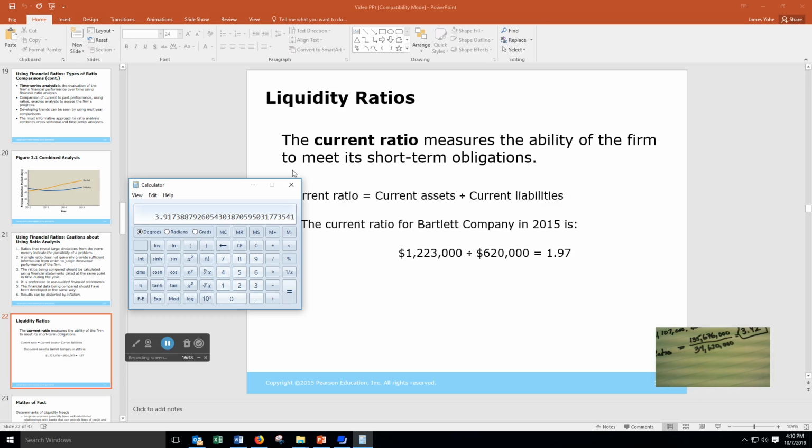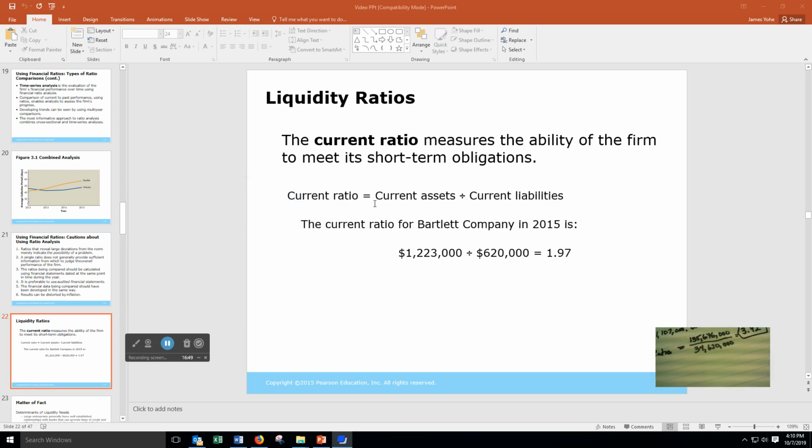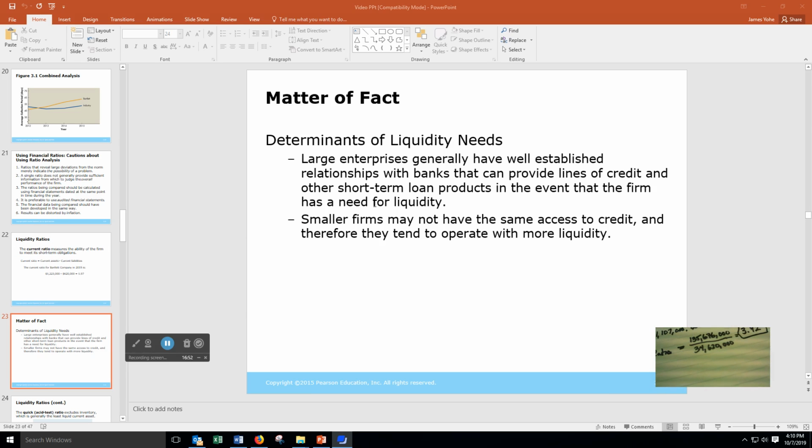Now, the current ratio is something that we use, but something that is probably a little bit better indicator of the firm's short-term ability to be able to pay off its liabilities is something called the acid test or the quick ratio. And as you can see here, large enterprises generally have well-established relationships with banks that can provide lines of credit and other short-term loan products in the event that a firm has a need for liquidity.